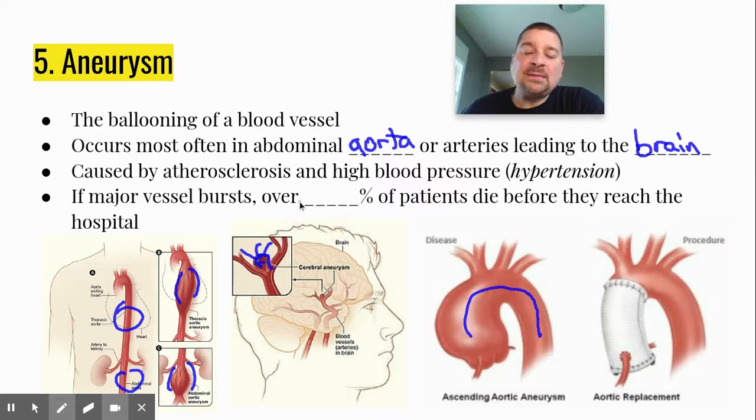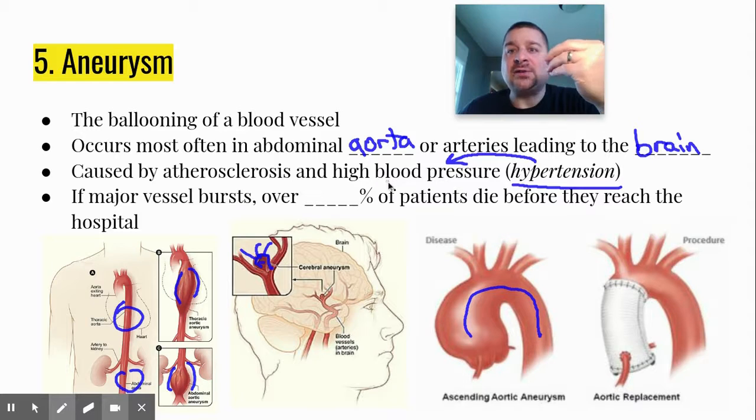And if these blow, it can often come from hypertension. Please know that hypertension, you may have to write that in your notes, is chronic high blood pressure. So when your blood is constantly under higher pressure, or you have atherosclerosis, which makes your blood pressure higher, this can increase the risk of one of those arteries exploding.